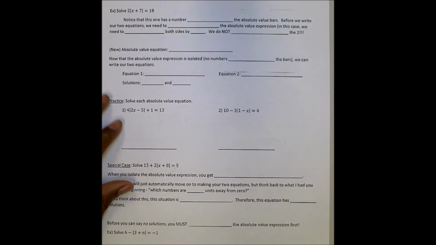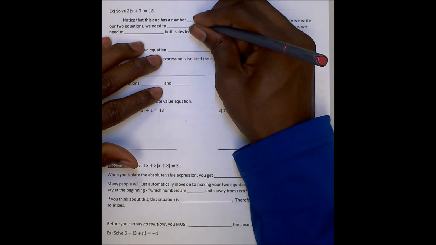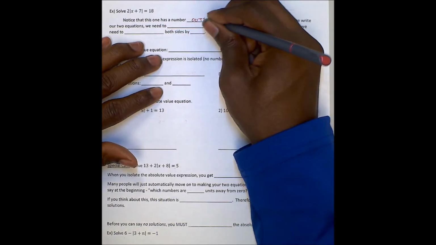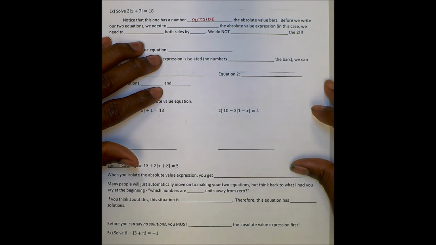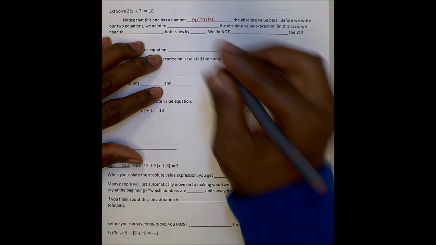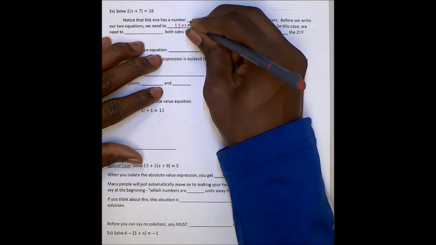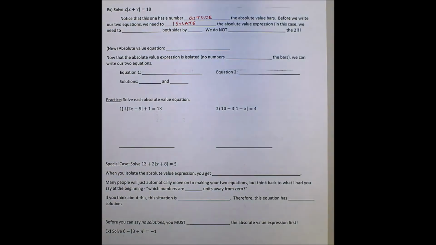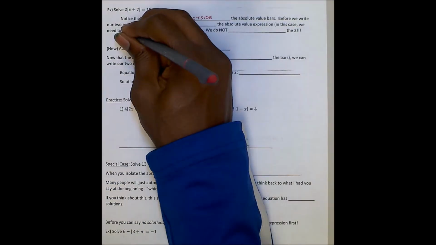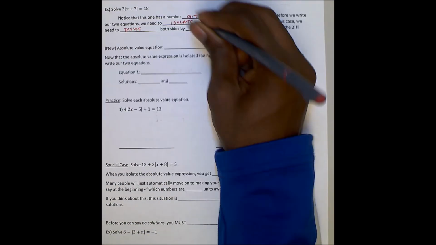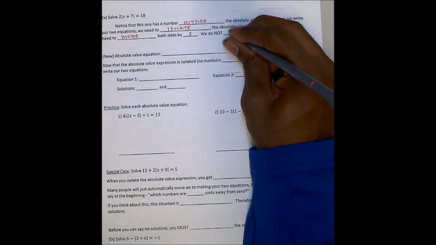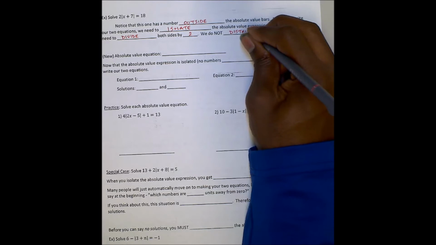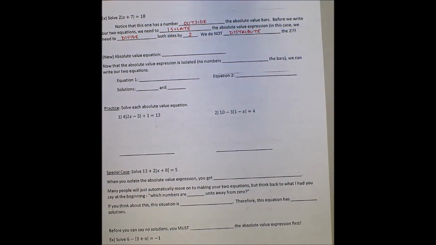Okay, at the top, notice this problem has a number outside the absolute value bars. Before we write our two equations, we need to isolate the absolute value expression. Okay, what this means is we will not make two equations until we get just the absolute value bars on one side. Okay, in this case, we need to divide both sides by 2. We do not distribute the 2. You do not distribute to an absolute value bracket. Okay, do not distribute to the absolute value brackets.